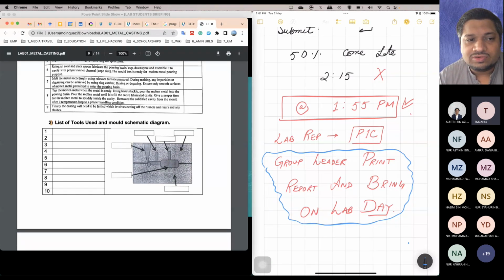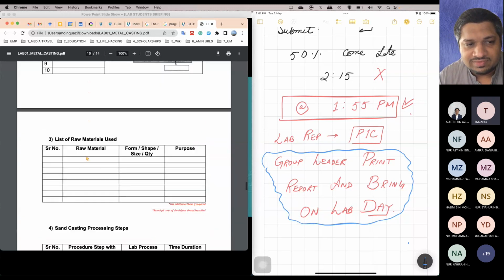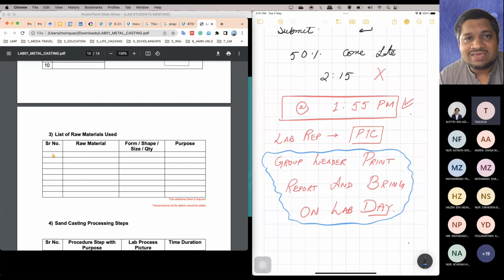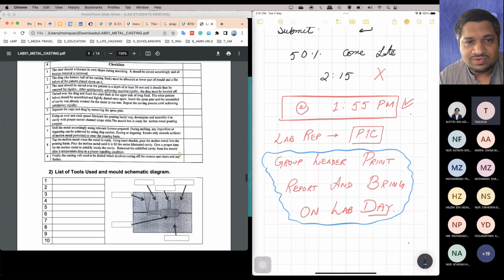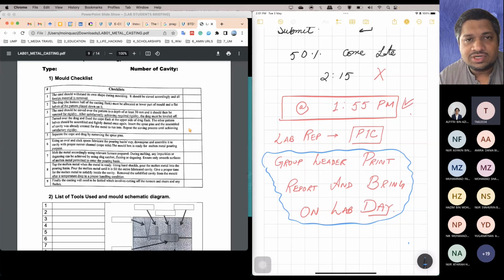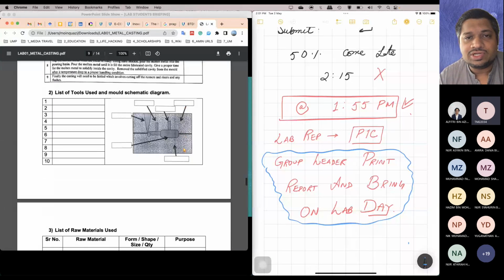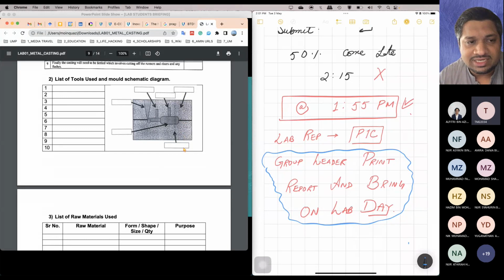What are the tools which have been used? You need to list down all the tools which the JP has used. You need to write down the names of all the tools which are used during the manufacturing process. You need to write down the type of sand which is used, the type of raw material that you're going to use, how much quantity you have used, and what was the purpose of it during the sand casting process. So you have to print this report and fill it during the lab, when the lab is conducted.